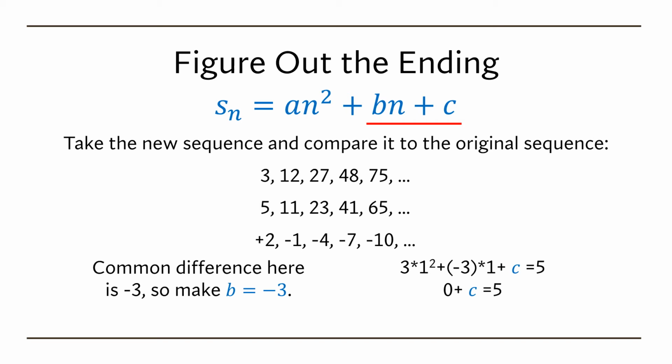So that means that 0, the 0 comes from 3 times 1 squared is 3, and then -3 times 1 is -3. 3 plus -3 is 0. 0 plus C is equal to 5. Thus, C is equal to 5. So we've got all 3 of our coefficients, A, B, and C.